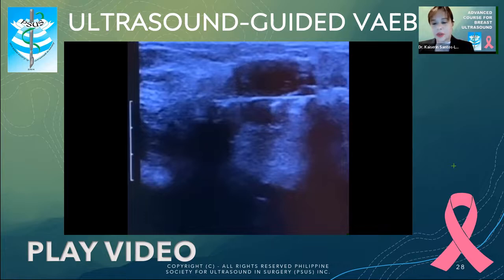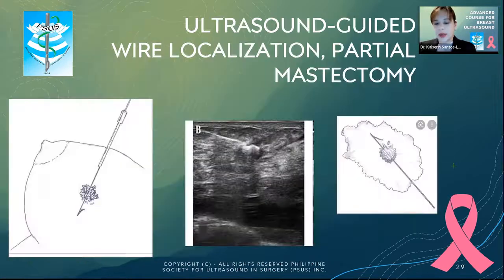Another use for ultrasound is during our vacuum-assisted excision biopsy. Ultrasound is very useful for documentation of proper placement of the probe prior to initiating the vacuum excision. Second, it's the intra-op assessment that the number of cores will approximately correspond to the size of the lesion, and also the direct visualization of complete excision.